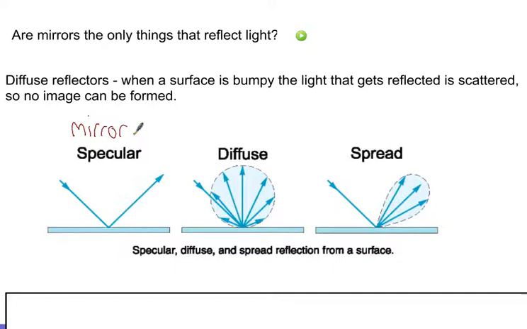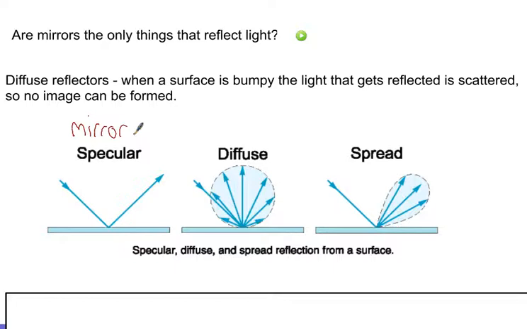Other types of things that reflect are not as smooth as mirrors, and so they can reflect in different ways. Most things are diffuse reflectors, where light coming in bounces off in all different directions, so it goes all sorts of different ways, which is why we can't make an image.